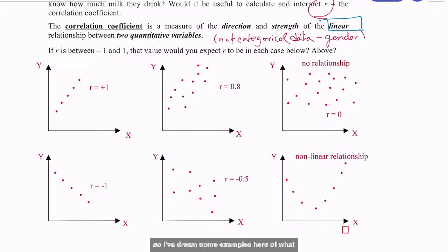So I've drawn some examples here of what R means. R is a number between -1 and 1. And it tells you the direction and strength of a linear relationship between two quantitative variables. If R is the highest, the positive one, the data looks like this. It fits perfectly on a line, and it's a positive sloped line.